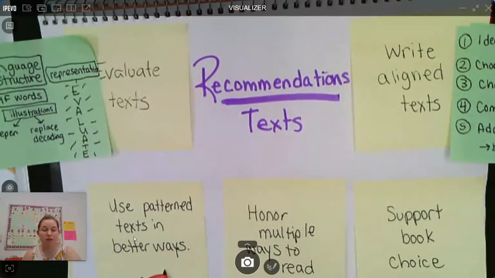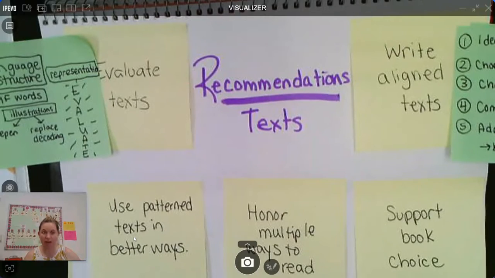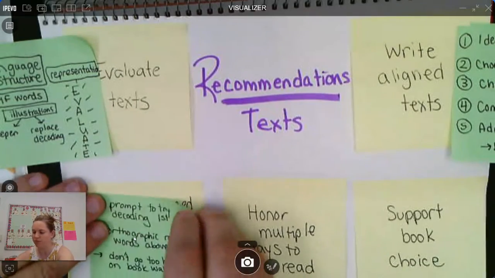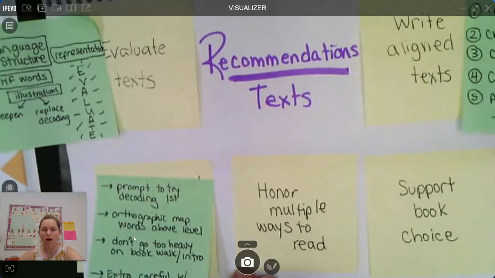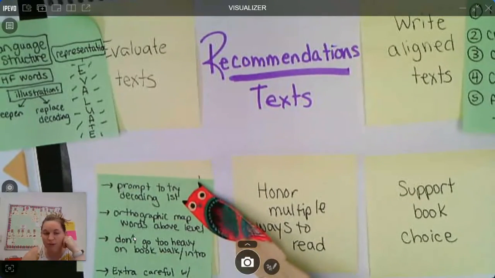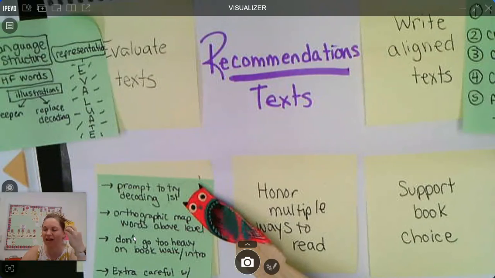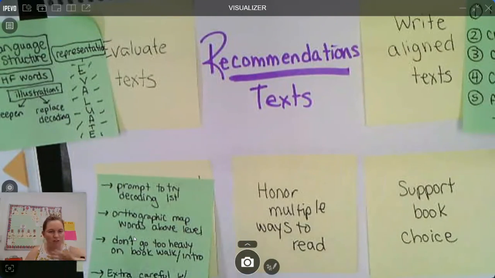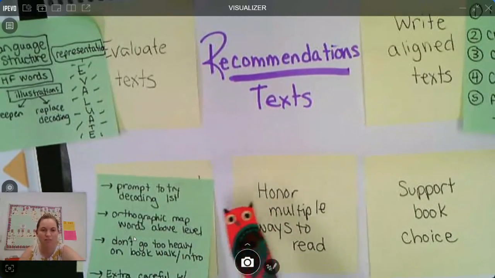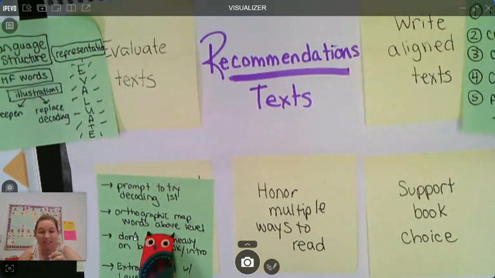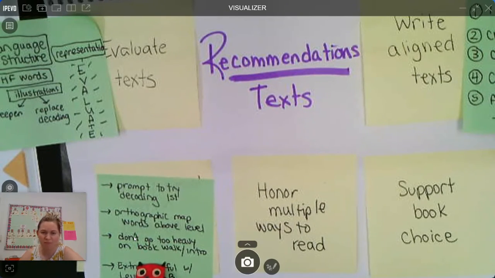The next recommendation is use pattern text in better ways. So those books that we have been using that repeat and repeat and repeat, we can still use them, but just making sure we're using them better. So one of the big things is prompting to try decoding first. Just taking that idea of check the picture and shoving it towards the end once they've decoded and run through the word as much as they can. You might take some of those trickier words that they're not able to decode and do some of that orthographic mapping and help them out that way.